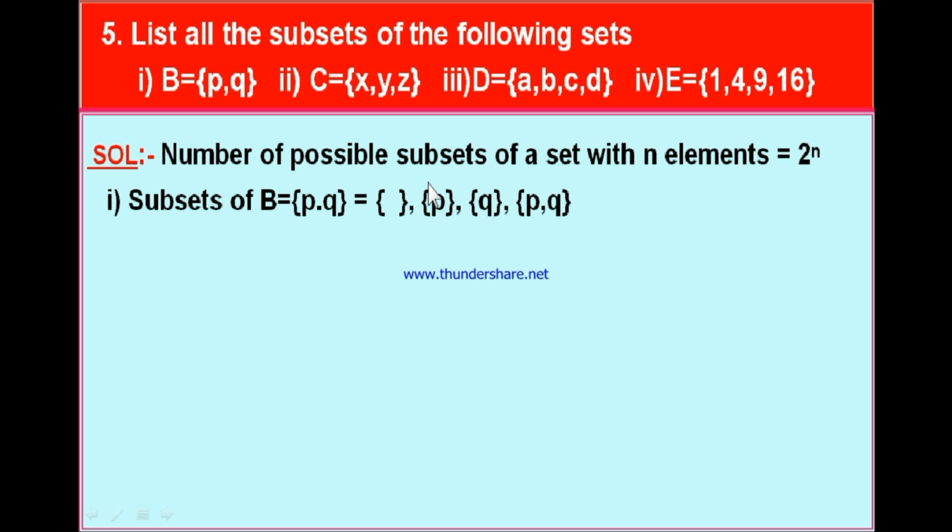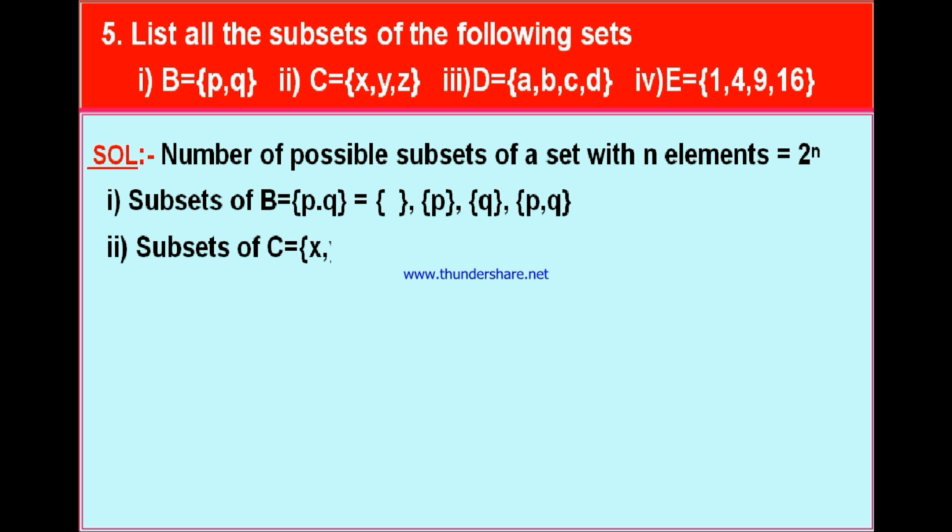Please keep in mind, empty set is a subset of every set. And the second point is, any set is a subset of itself. Every set is a subset of itself. Those two points you should keep in mind. For example, if we take B, empty set is a subset of B. And again, the same set B is also a subset of B itself. Therefore, the number of subsets of B is 4, and they are empty set, set P, set Q, set PQ.